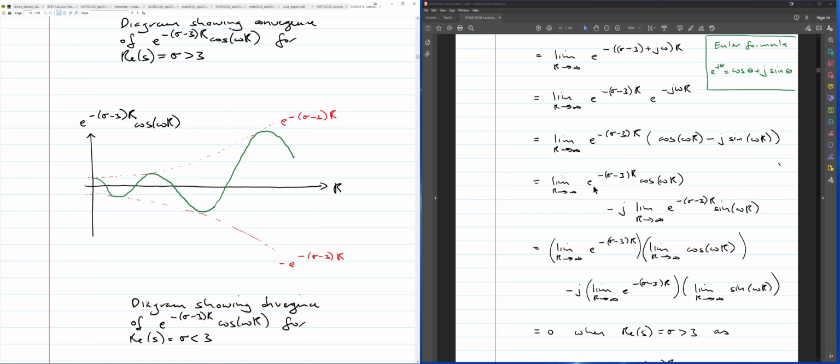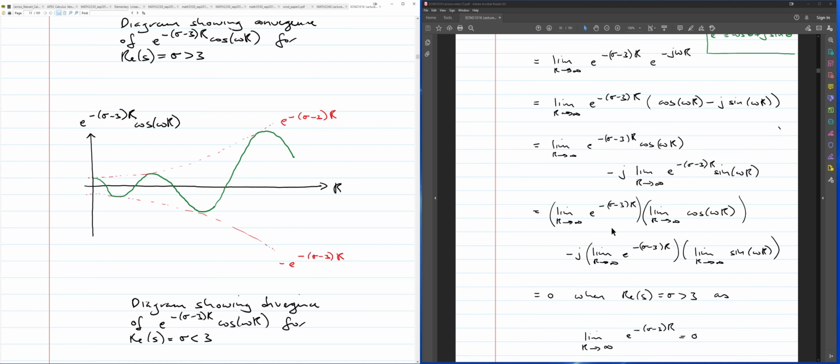But how can we show that formally without a graph? Well, here I'm taking a limit, and if I'm taking a limit of a product, it's a product of the limits, assuming convergence, which we will assume. So the limit of the exponential times the cosine would be the limit of the exponential times the limit of the cosine, and likewise over here. This limit of the exponential is only going to head to 0 when the sigma is bigger than 3.